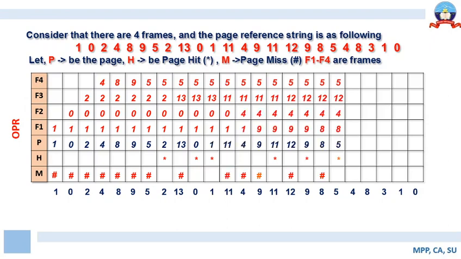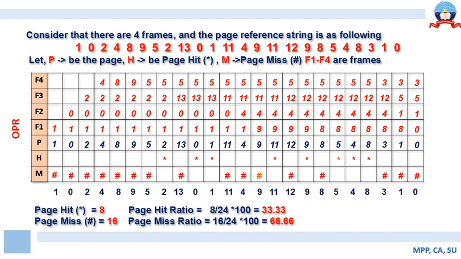Now further, here as in case of first in first out, we need to compute the total number of page hits and total number of page miss. So here the total number of page hit we have is 8, and the total number of page miss we have is 16. So page hit ratio will be 8 by 24 into 100, that will be around 33.33, and page miss ratio will be 16 by 24 into 100, that will be around 66.66. So this is the way how page hit and page miss is further calculated in case of optimal page replacement algorithm.